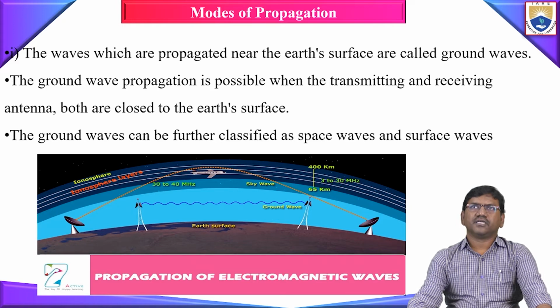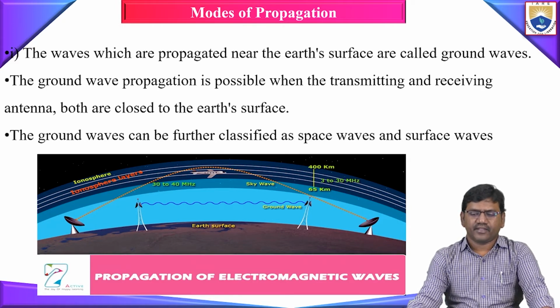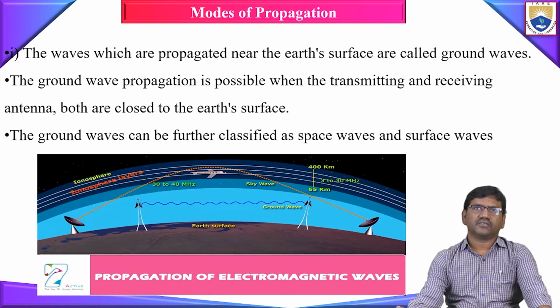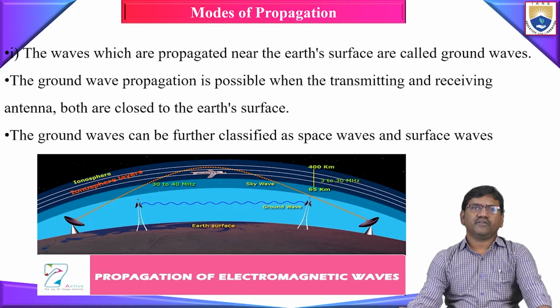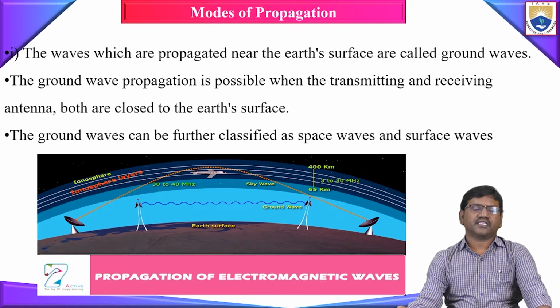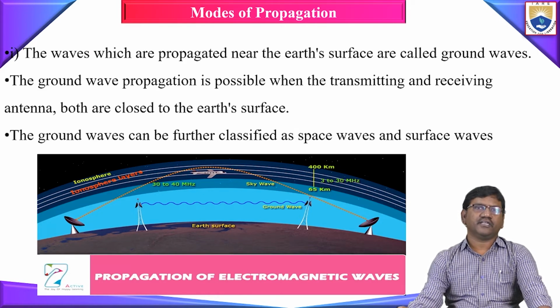Let us discuss the modes of propagation. What are the different modes of propagation we have? The waves which propagate near the Earth's surface are called ground waves. Whenever electromagnetic waves are produced from the transmitting antenna, they will not reach the receiving point instantaneously. They escape into free space in different directions.